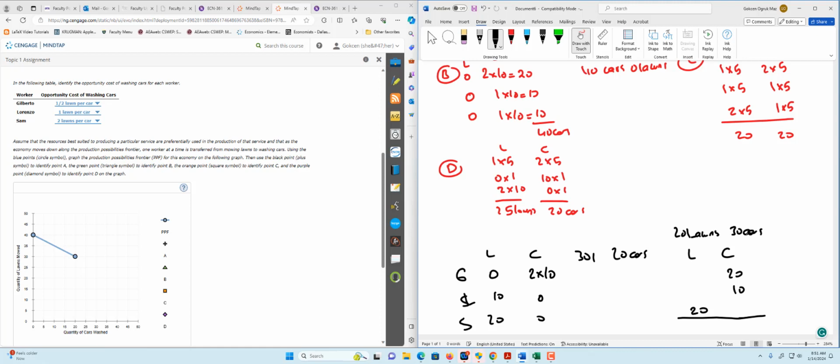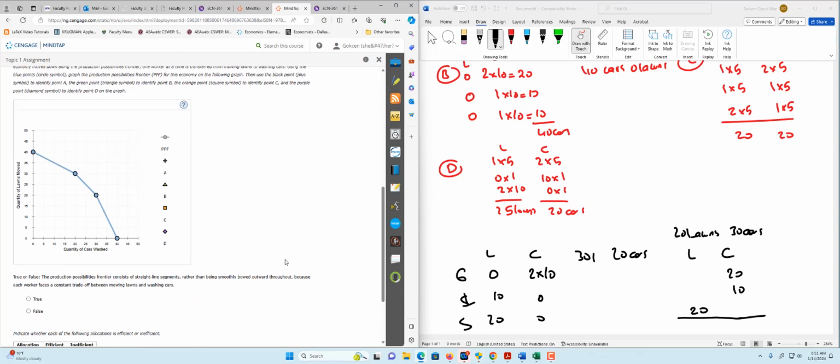So let's find this point on the production possibility frontier too. 30 cars and 20 lawns. This is the point. And the last point is if all three do the car business, and that's going to be, as we calculated already, 40 cars and 0 lawns. So this is the production possibility frontier.